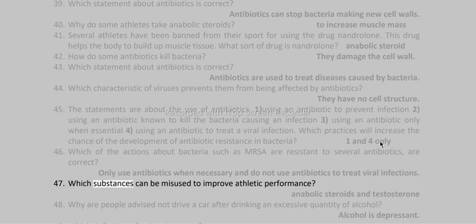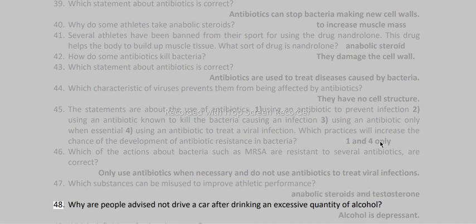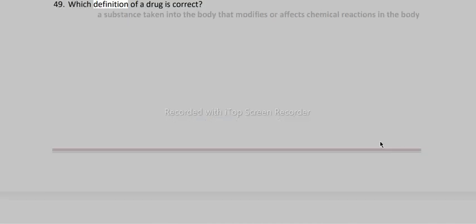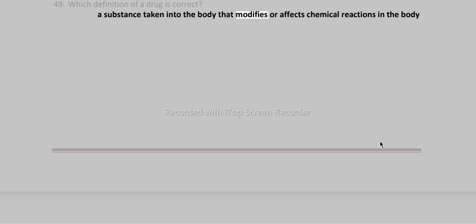47. Which substances can be misused to improve athletic performance? Anabolic steroids and testosterone. 48. Why are people advised not to drive a car after drinking an excessive quantity of alcohol? Alcohol is a depressant. 49. Which definition of a drug is correct? A substance taken into the body that modifies or affects chemical reactions in the body.